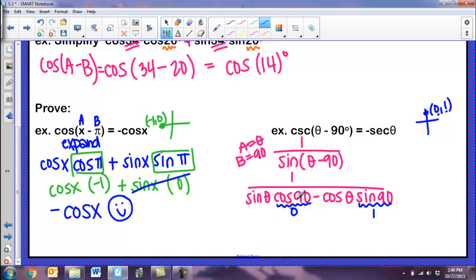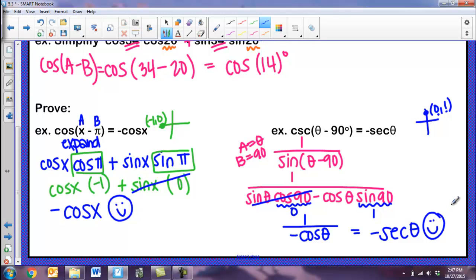So this first term is going to cancel out, and I'm going to be left with 1 over negative cosine of theta times 1, which is just cosine theta. And we remember our reciprocal identity, where 1 over cosine is actually equal to secant, and there's a negative in the front, and that's what I was trying to prove.